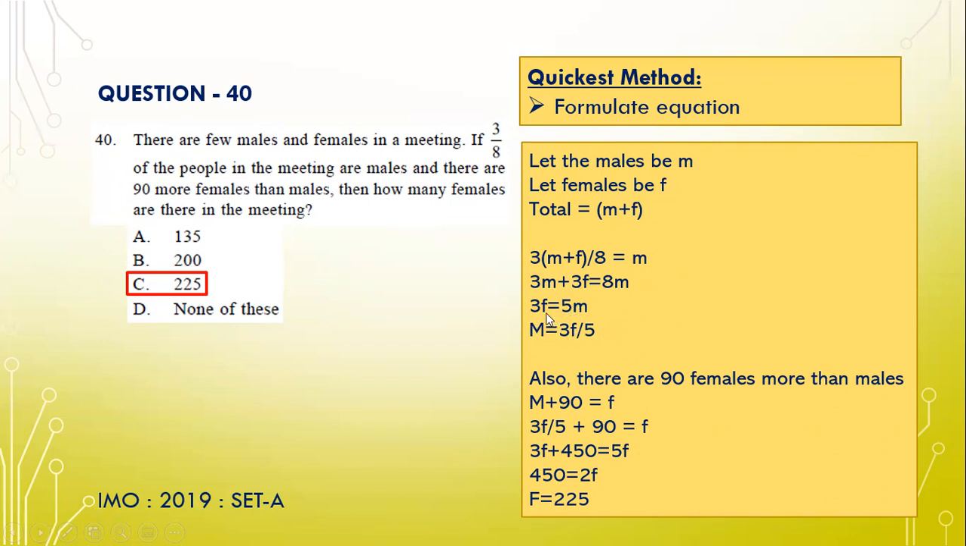M is equal to 3 upon 5F. When you take 5 there, it will be division. Also, there are 90 females more than males, isn't it? So if there are M number of males, then females will be M plus 90. What is M? M is 3F upon 5. So 3F upon 5 plus 90 is equal to the number of females. So if you multiply the whole equation by 5, 3F plus 90 into 5 is 450, equal to 5F. So 450 is equal to 5F minus 3F, which is 2F. So F is 450 upon 2, which is 225. So the number of females is 225.